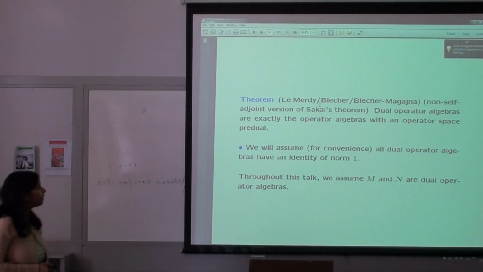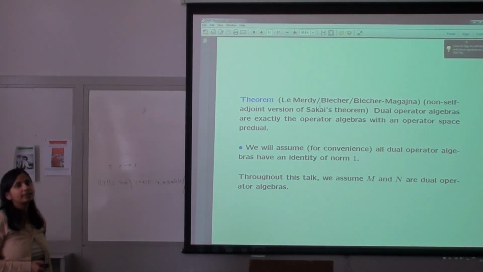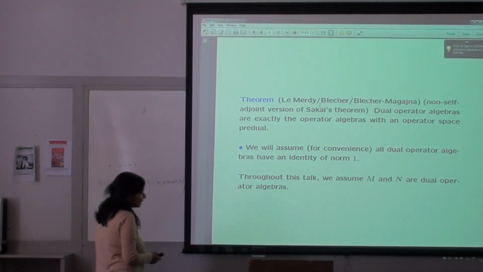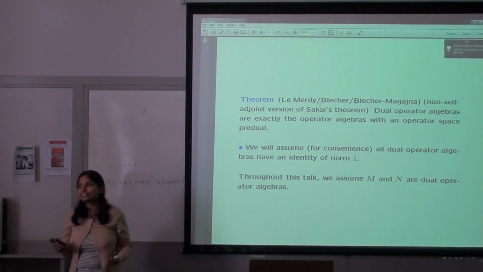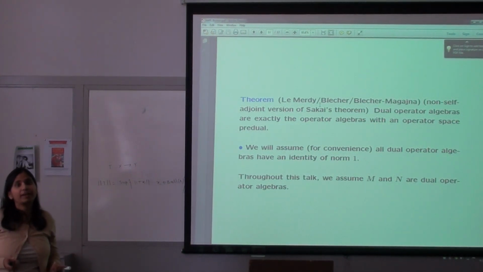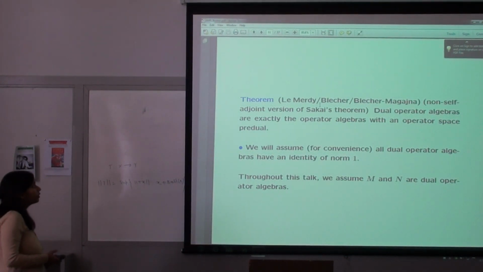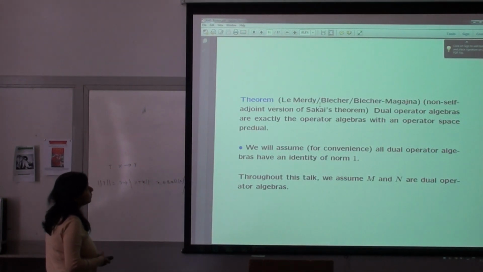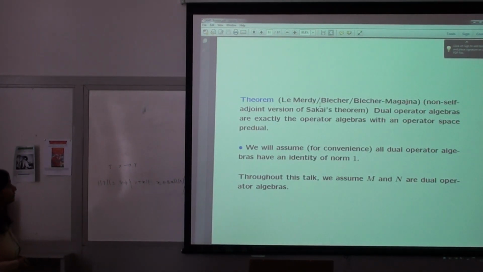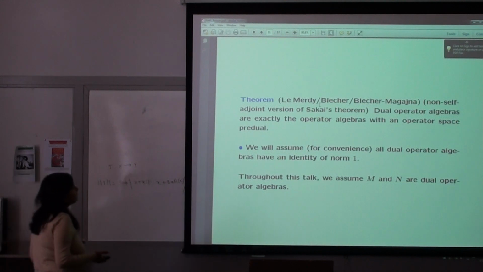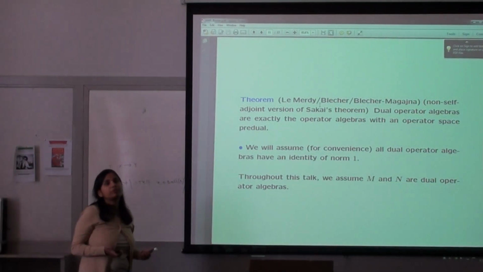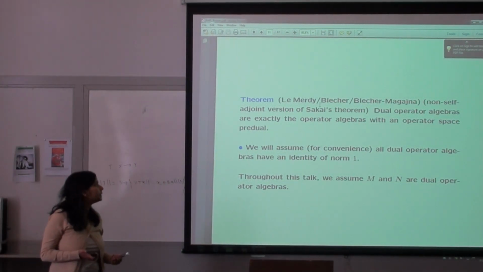There is a very famous theorem due to Sakai in the literature of C-star algebras, which says that a von Neumann algebra is the same as a C-star algebra which has a Banach space pre-dual. In the setting of operator spaces, there is a non-self-adjoint analog of Sakai's theorem due to Le Merdy, Blecher, and Magajna, which says that dual operator algebras are exactly the operator algebras which have an operator space pre-dual.